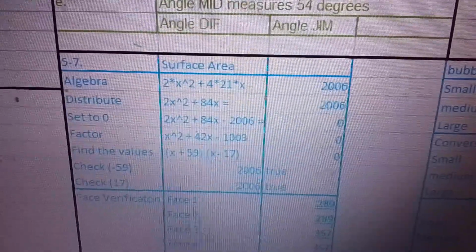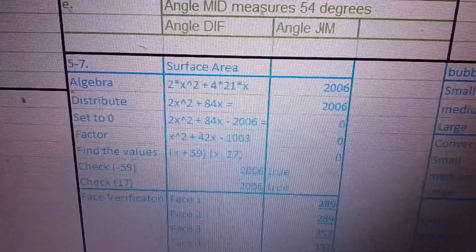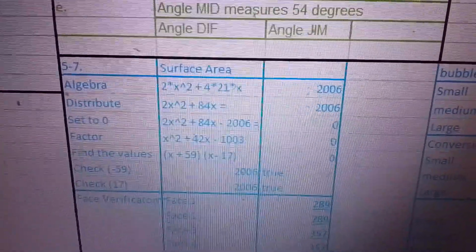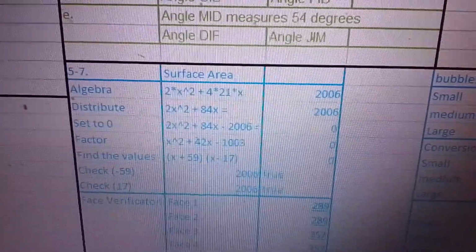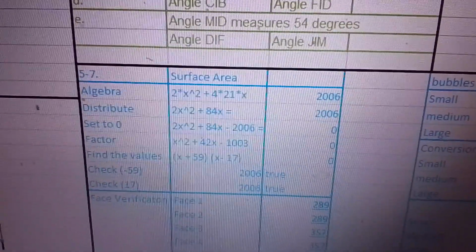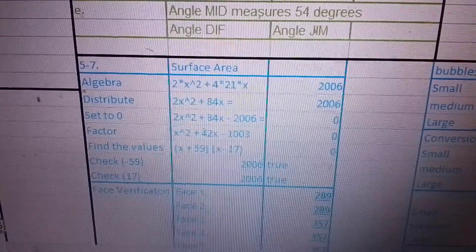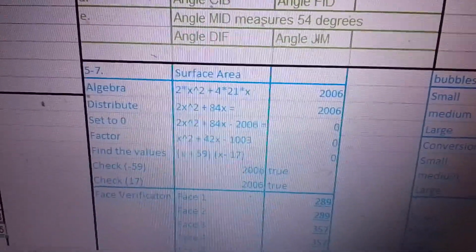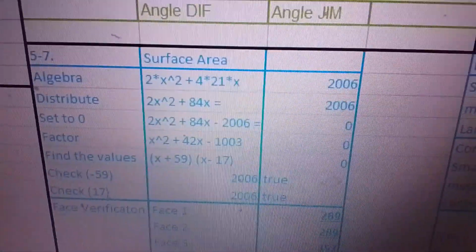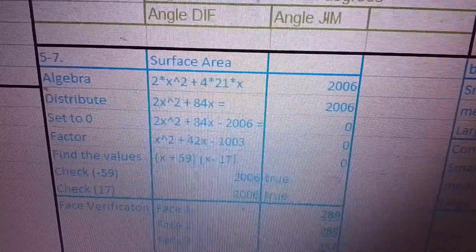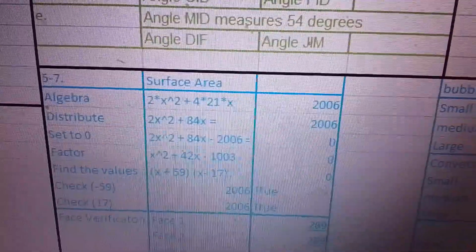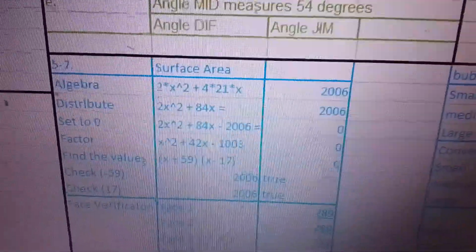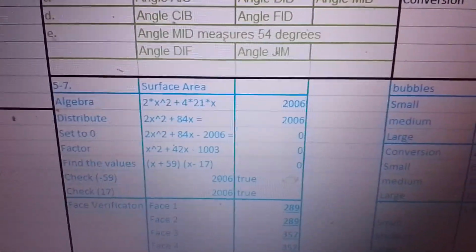So to double check, x times x is x squared. 59 times x is 59x. Negative 17 times x is negative 17x. Combining like terms, we get 42x. And then 59 times negative 17, that's still 1003. Check with the calculator, okay?